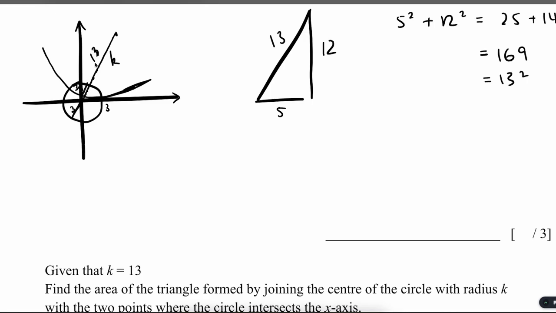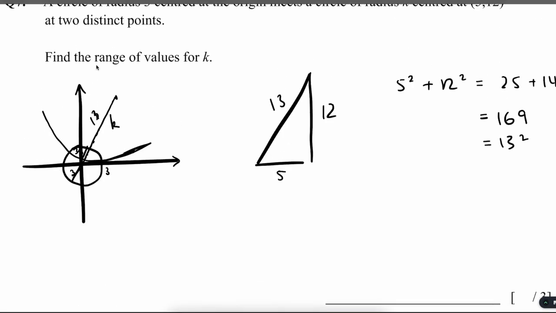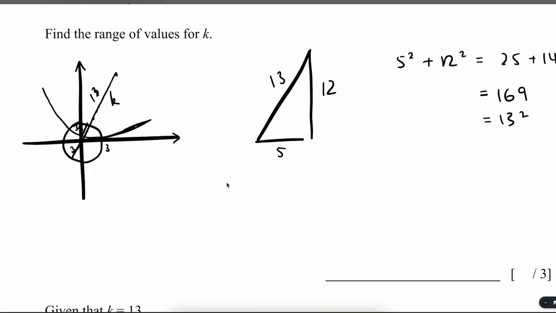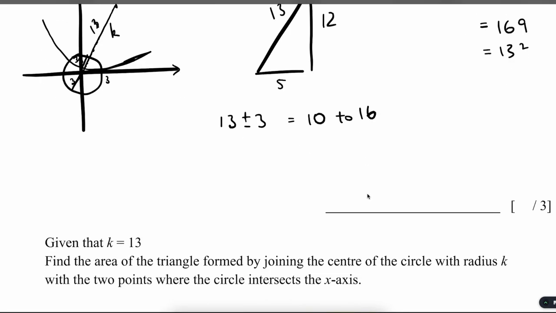So the range of values for k, where the circle meets the smaller circle at 2 distinct points, is going to be 13 plus or minus 3. It's going to be within that range. So you get within the range of 10 to 16. So the range of values for k is 10 to 16.